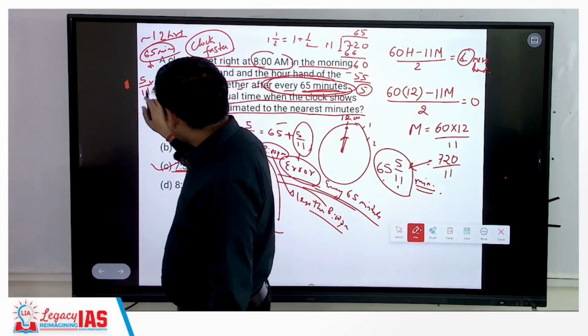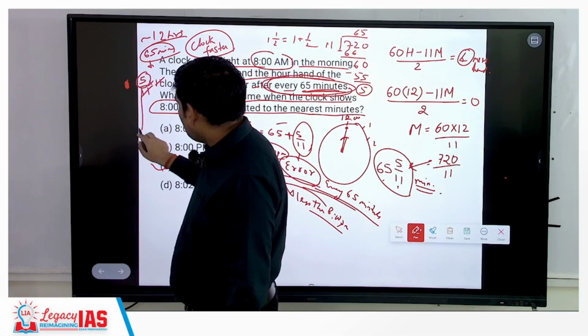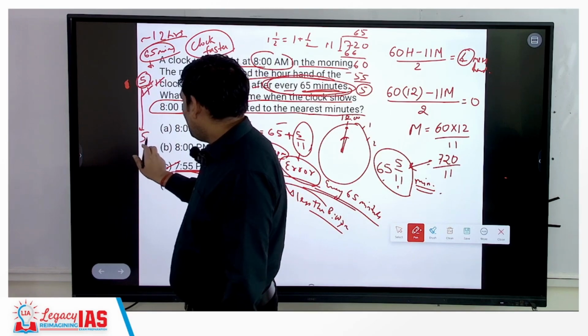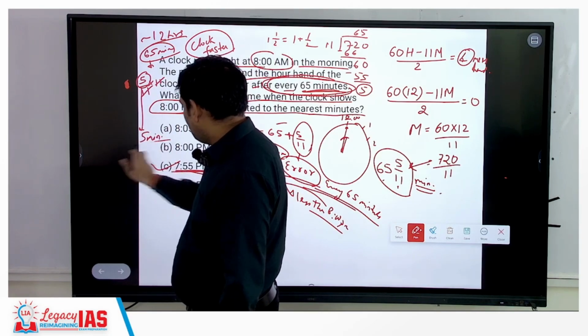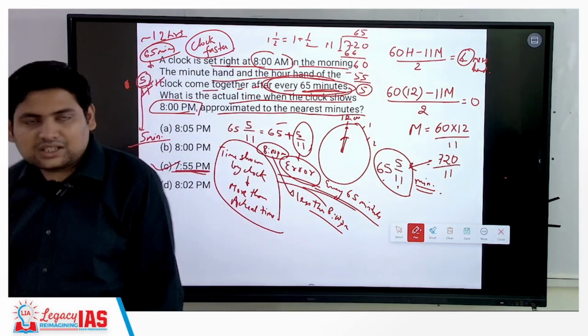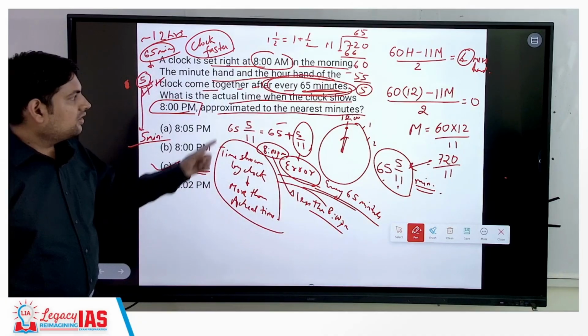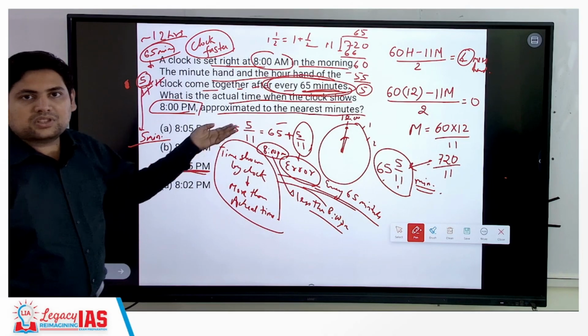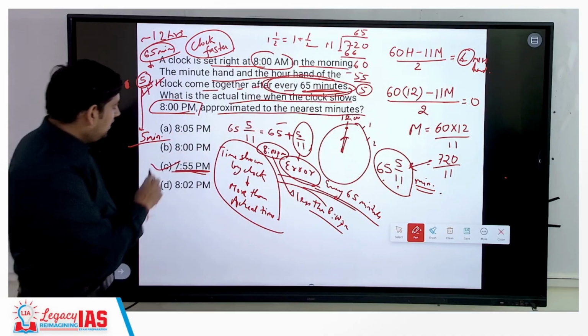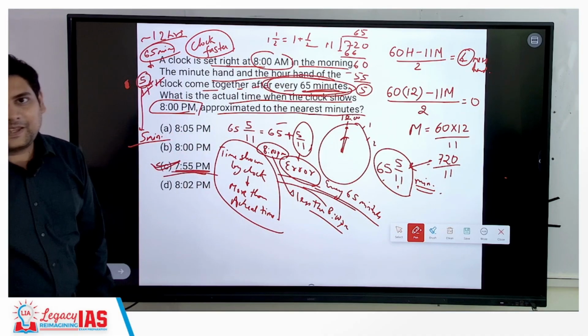You can literally cancel this out, and what is the error that you will get after 11 cycles? The error will be of 5. Of course, this clock will be ahead, so you subtract from 8 p.m. you subtract 5 minutes, you get 7:55 p.m. Got it?